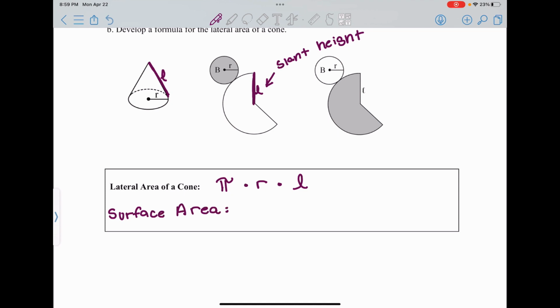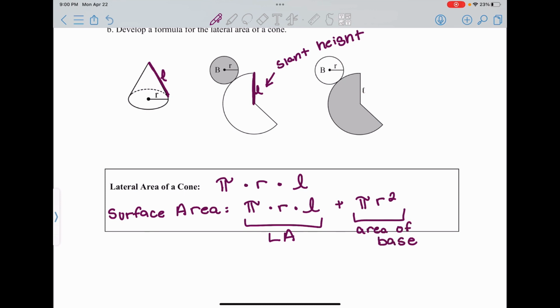To find surface area, we are going to take our lateral area, so the pi times radius times the slant height, and we add the area of the base that we excluded from lateral area. And for a cone, since the base is a circle, to find the area of a circle, we use the formula pi r squared. So the same idea applies for prisms and pyramids. Lateral area is the area of everything except the bases, and surface area is the area of everything including the bases. So let's give this a try.